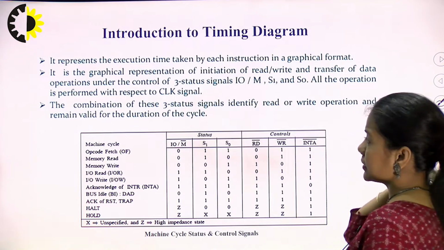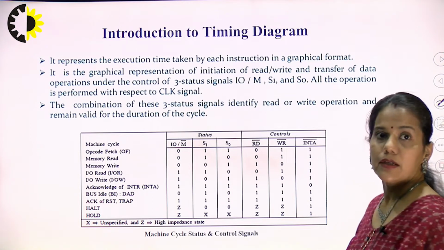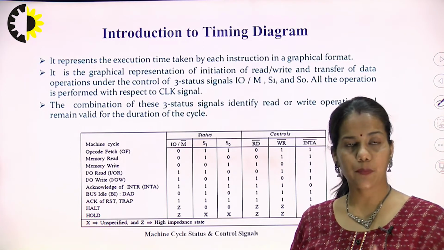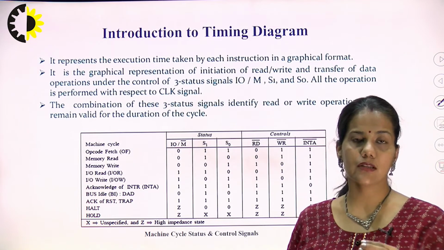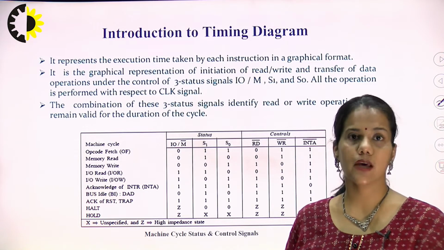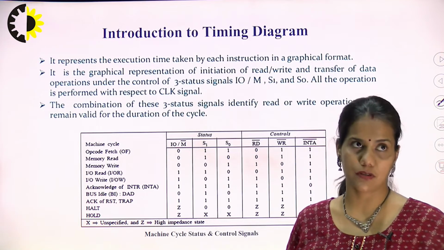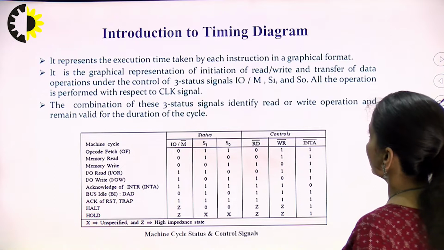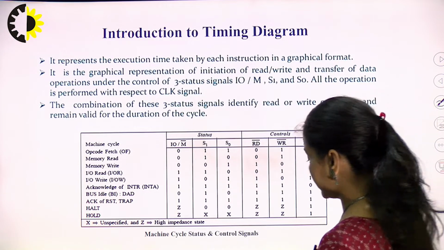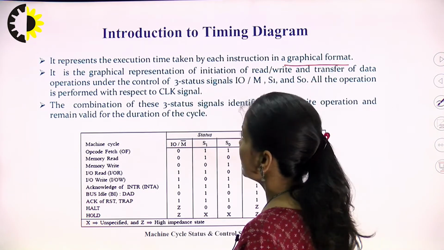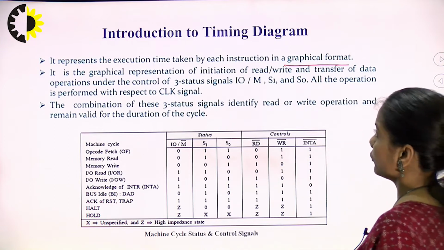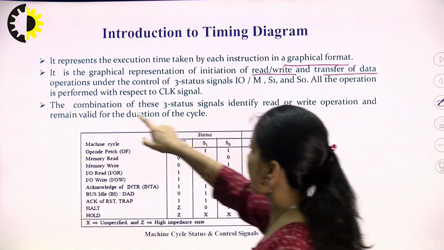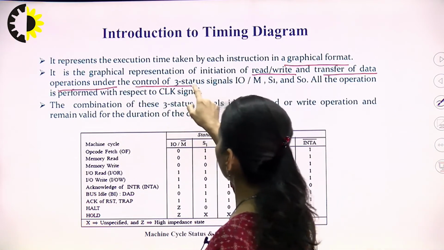First of all, let us understand what is timing diagram. Timing diagram represents the representation of various control and status signals during the execution of certain instruction. So, it represents the execution time taken by each instruction in a graphical format. So, it is a graphical representation of initiation of read or write signals and transfer of data operations under the control of three status signals.